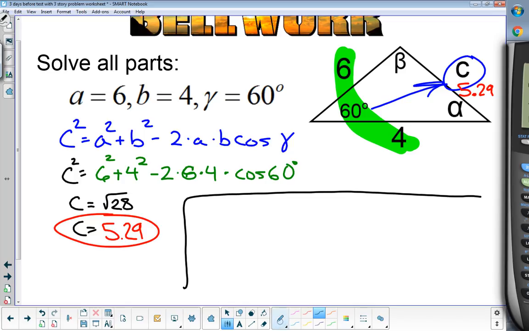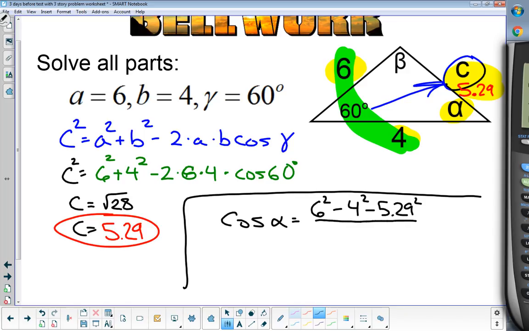Elsa, which one do you want to solve for? Sure, doesn't matter. She can solve for alpha because we know all three sides. If you know all three sides, you can solve for any angle you want. So we are using this top formula here. We know all three sides. We're going to solve for alpha. So cosine of alpha is going to be equal to A squared, so that's 6 squared, minus B squared, which is 4 squared, minus 5.29 squared, all over negative 2 times B, so times 4, times C, which is 5.29.